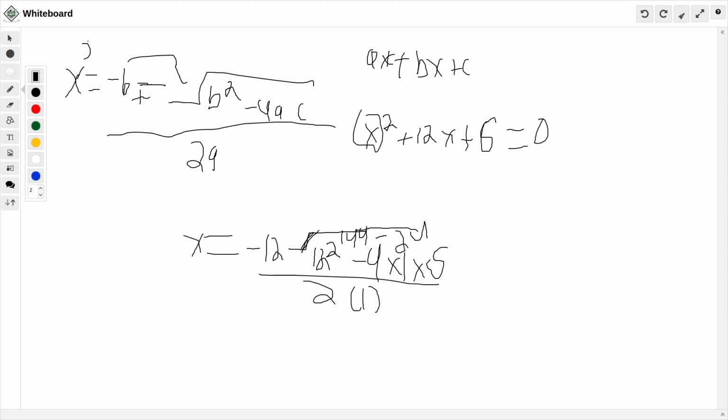Because the exact form would be -6 plus the square root of 30. But because we can simplify it, I believe. The 30, we can simplify it to my knowledge by using the method of doing this.